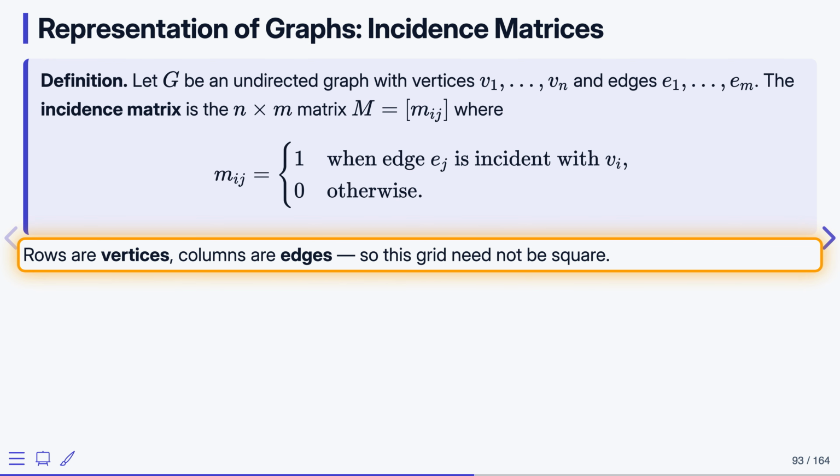Because rows are vertices and columns are edges, the grid is usually not square, and this is the useful habit. Read this matrix by columns, not by rows. Each column is one edge, and it tells you the two ends of that edge.